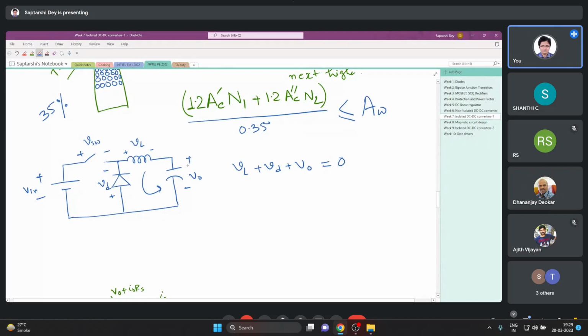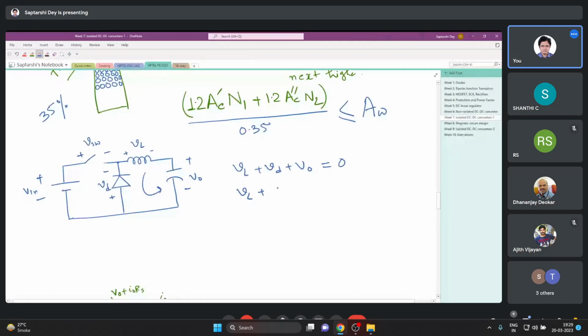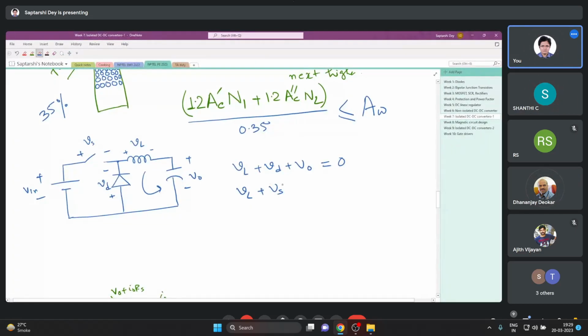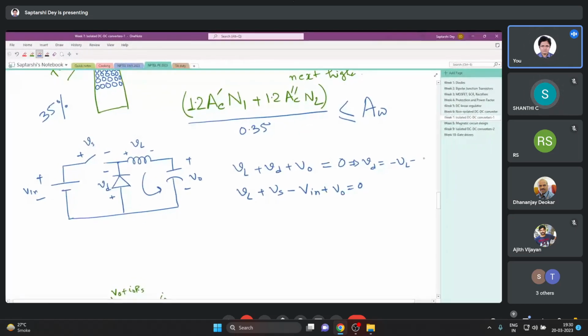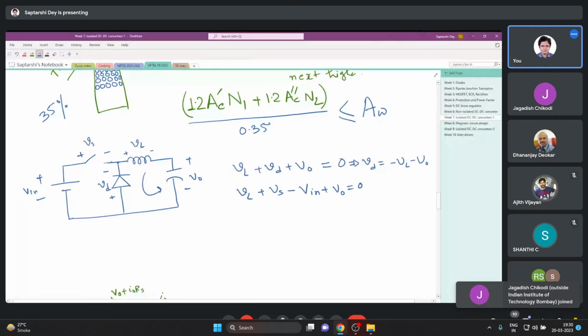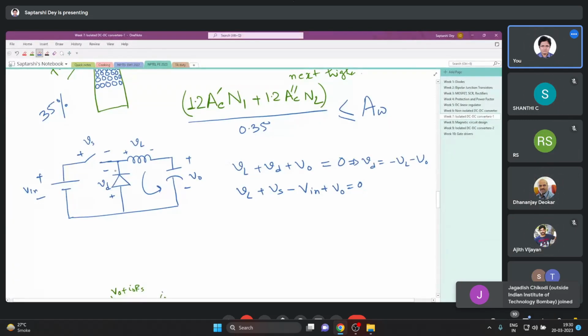Okay, but we can write another KVL also here, which is V L plus V S. Since last week we had this discussion that this V D comes out to be minus V L minus V O. As soon as this switch is opened, the current was flowing like this, right? So this V L suddenly becomes negative. V O cannot change, so V D will start increasing and it will become 0 and the diode will turn on.